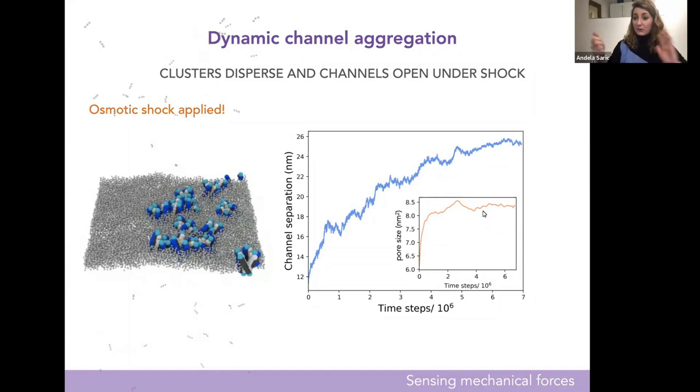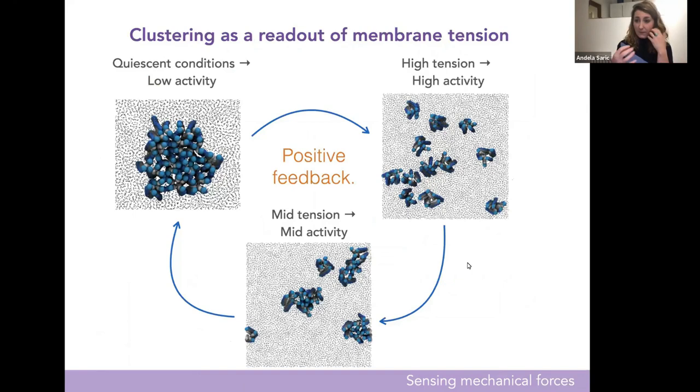And in fact, we realized that this simple physical beads and spring system has embedded positive feedback. Basically, when there is no stress, when the membrane is relaxed, these guys are closed and they like to aggregate. And then when the membrane is stretched, the channels want to open up, and that causes them to disperse. And then as the osmotic pressure equilibrates, the tension equilibrates, they start aggregating again. So there is some sort of encoded feedback between their aggregation state and their gating properties.